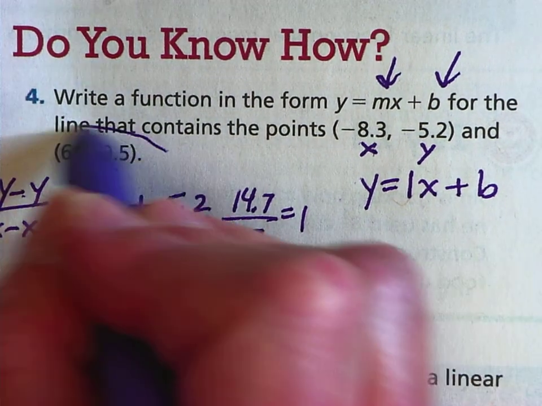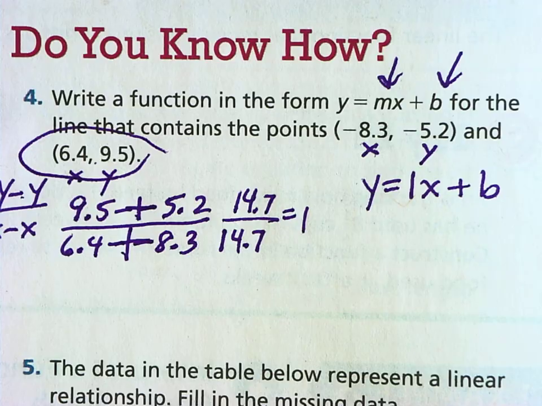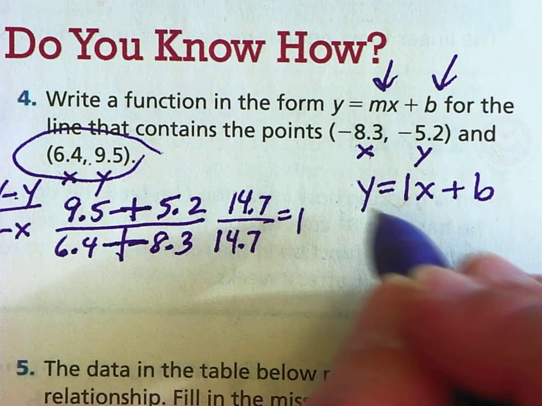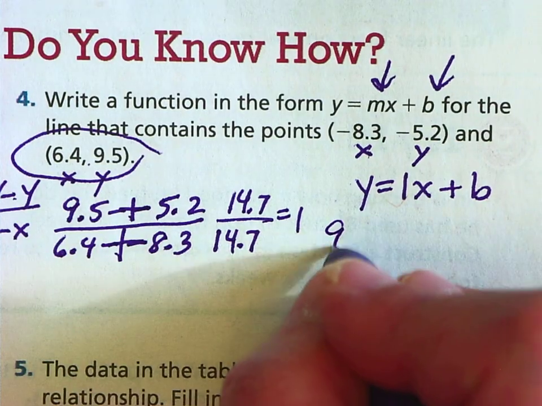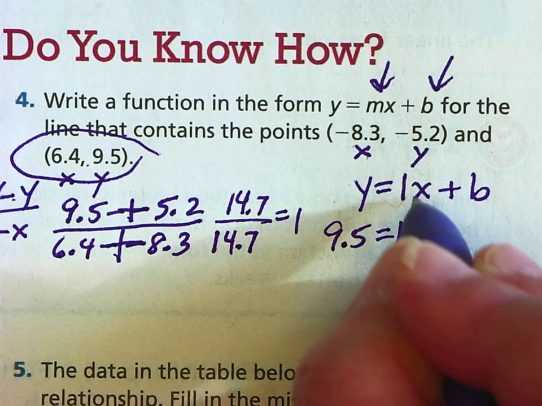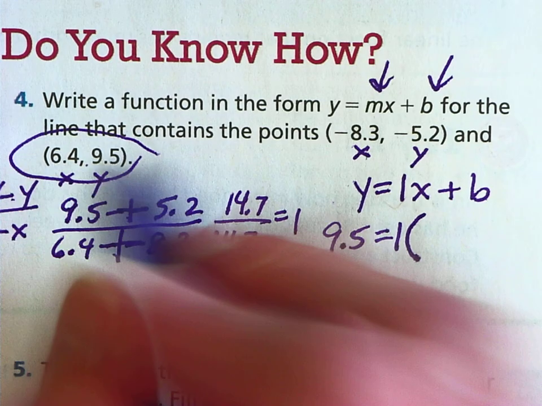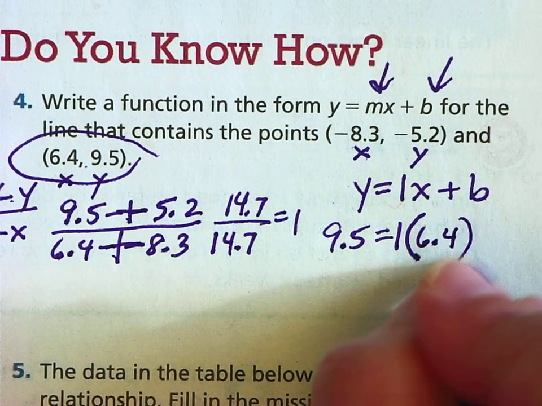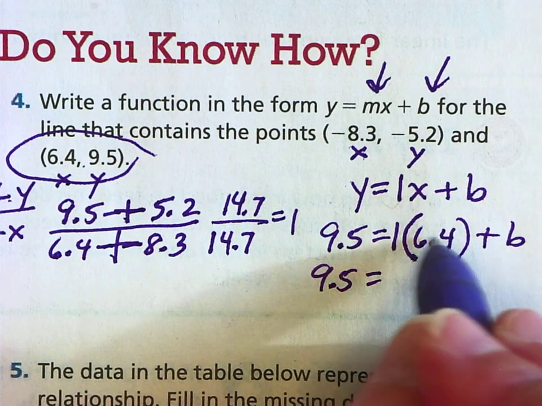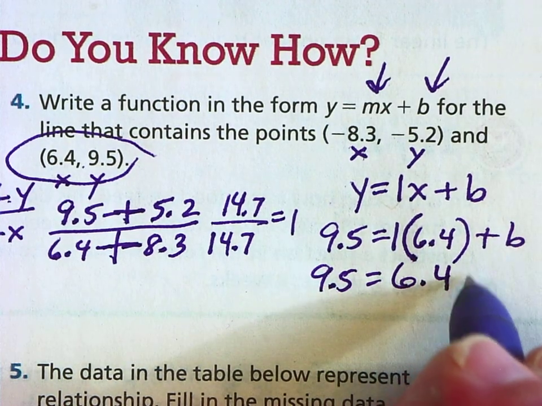So I'm going to use this point. Again, you can pick whichever one you want, but I don't want to deal with negatives, so I'm going to plug in these. So my y number, y, is 9.5. So 9.5 equals 1. Now 1 next to x means 1 times whatever I'm plugging in for x. The x number is 6.4 plus b. Okay, let's solve. 9.5 equals 1 times 6.4 is 6.4.